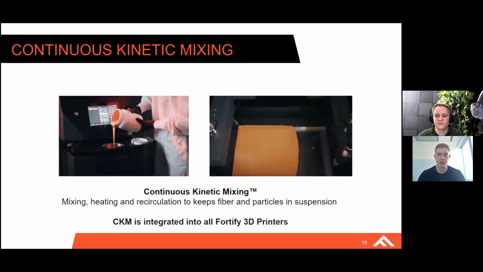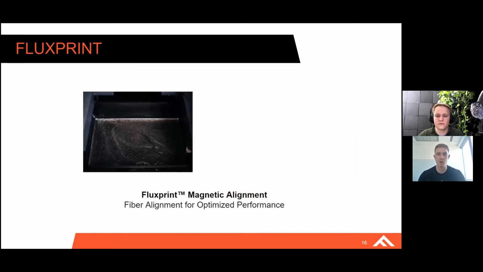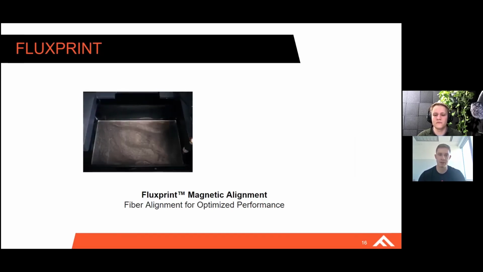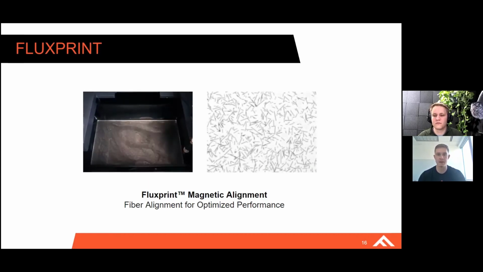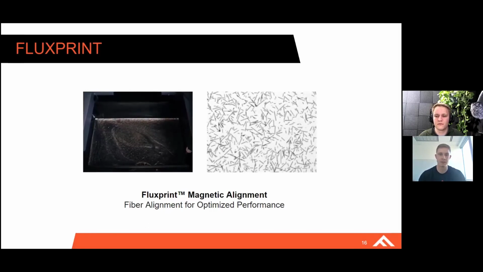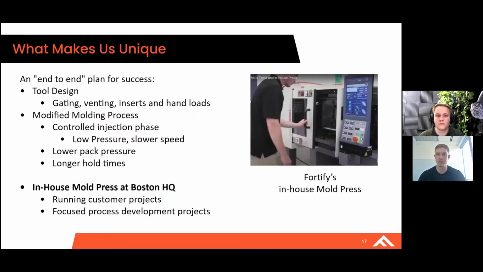The second module on our printers is the Flux Print module. This is really our secret sauce and something that really differentiates us from a lot of other printing companies out there. We have the ability to magnetically align particles that are within our resin. In the case of our tooling resin, we're using a Z-axis alignment pattern, which is standard on all the Flux 1 machines. That allows us to align our fibers in the Z-axis, and it really creates some impressive parts, very good surface finish, all that good stuff.